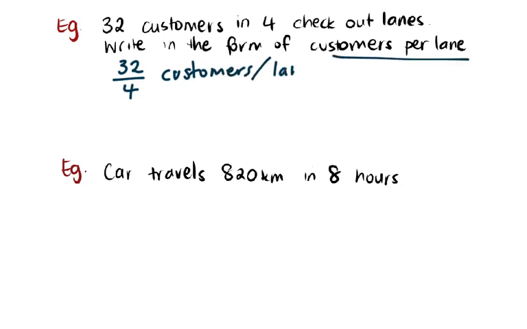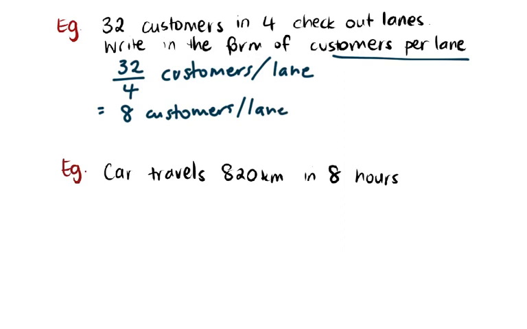per lane. So what we're going to do is divide that, and you can put that in your calculator, or if you know your 4 times tables, 32 divided by 4 is 8. So the rate at which this particular shop gets through customers is 8 customers per lane.